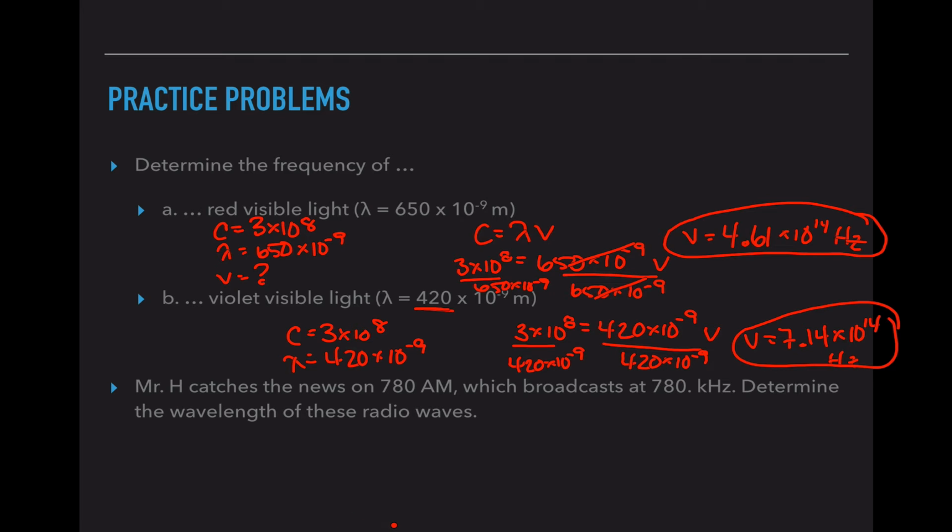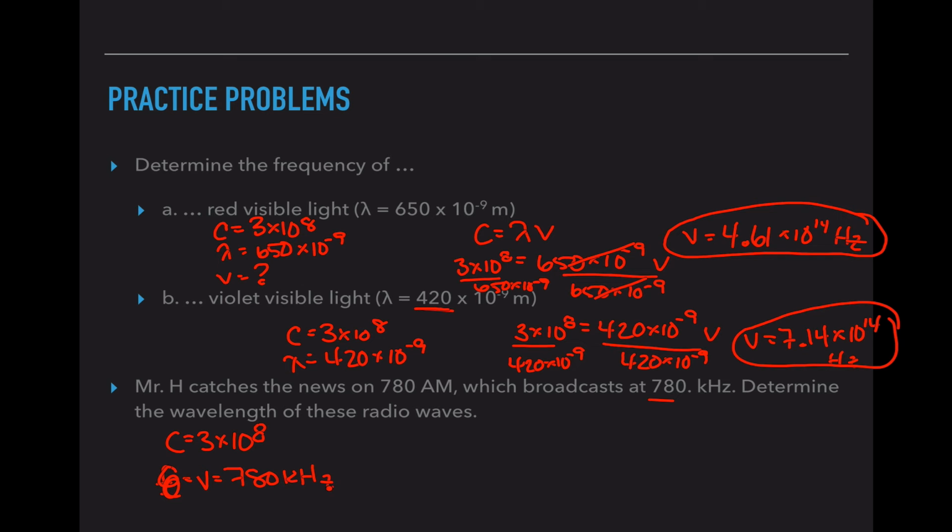So Mr. H catches the news on 7:80 a.m., which broadcasts at 780 kilohertz. Determine the wavelength of these radio waves. So just like visible light, radio waves have the same speed, which is c equals 3 times 10 to the 8. 780 kilohertz is our frequency. In kilo, we actually have to convert back to regular hertz.